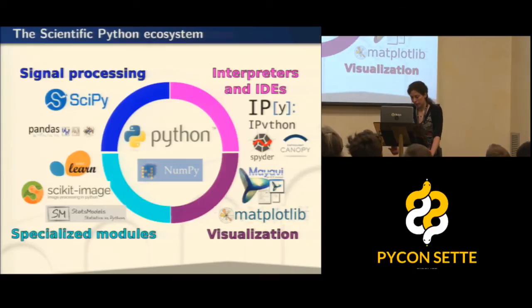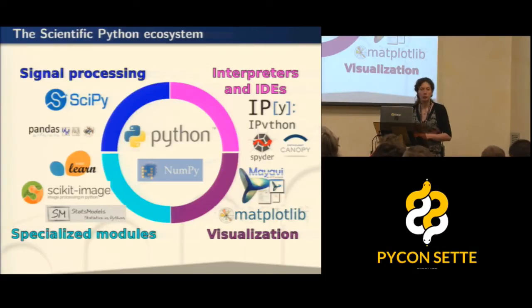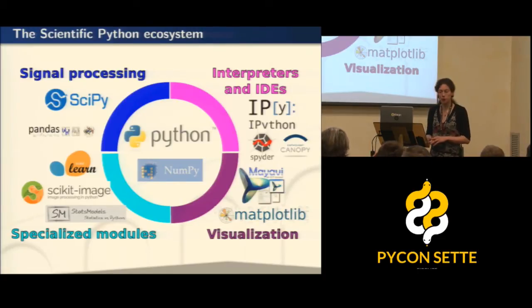So I'll start by introducing what is Scikit-Image, and of course I have to introduce this in the context of the scientific Python ecosystem. So what is scientific Python? It's a kind of umbrella word that we're using, and it really means Python, the language, its standard library, together with NumPy, the module for numerical arrays.